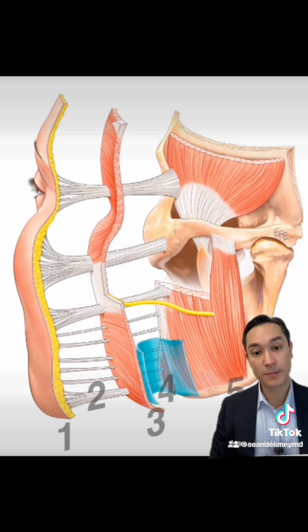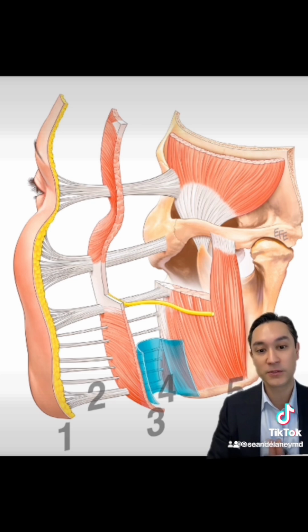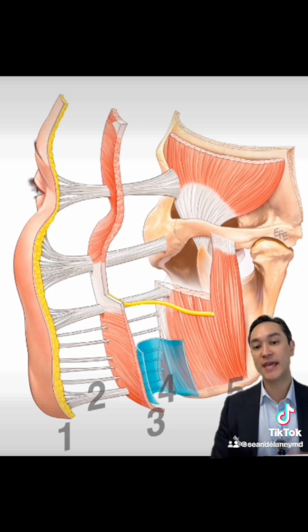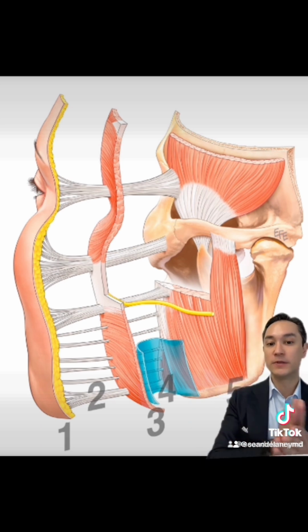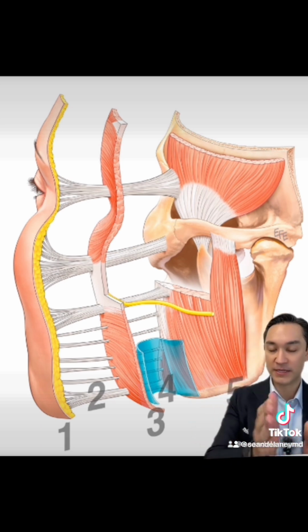Now, let's talk about SMAS-plication. Plication comes from the root word plica, which means fold. Plication is an older technique where surgeons will take basically the SMAS layer and fold it on itself. So we'll pull it up and fold it on itself.